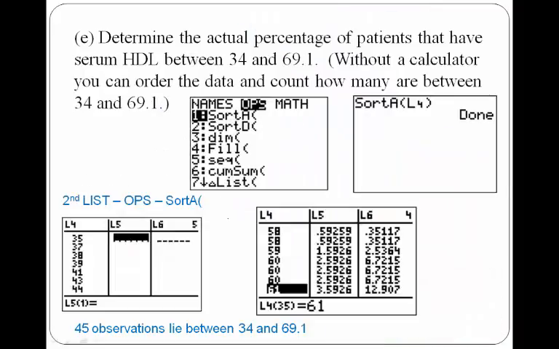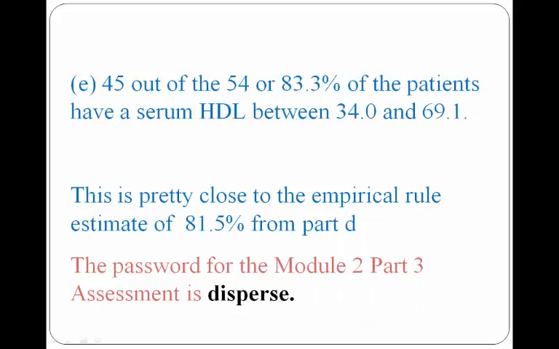If you sort using the calculator, you can do the same thing, and you'll still find out that there are 45 observations between 34 and 69.1. So there were a total of 54 patients, so 45 out of 54, which is 0.833 if you do that on a calculator, and then of course moving the decimal 2 places to the right turns that into 83.3%. That's the actual value because that was a population and that was all of the data in that population.